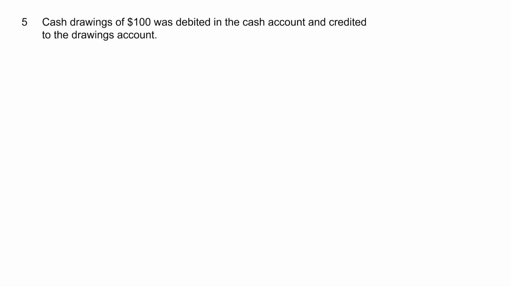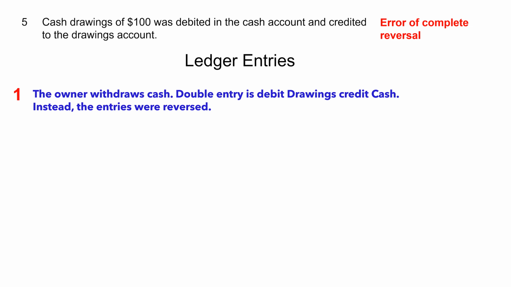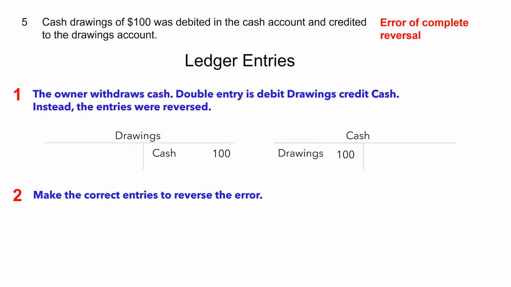5. Cash drawings of $100 was debited in the cash account and credited to the drawings account. Error of complete reversal. Ledger entries. 1. The owner withdraws cash. Double entry is debit drawings, credit cash. Instead, the entries were reversed. 2. Make the correct entries to reverse the error.